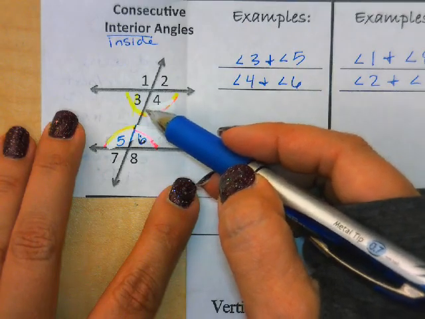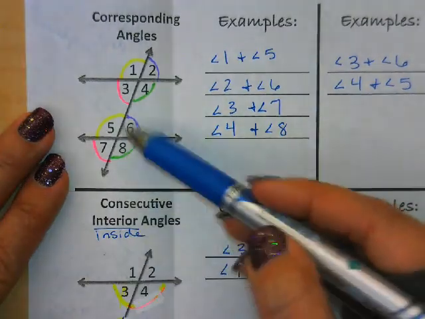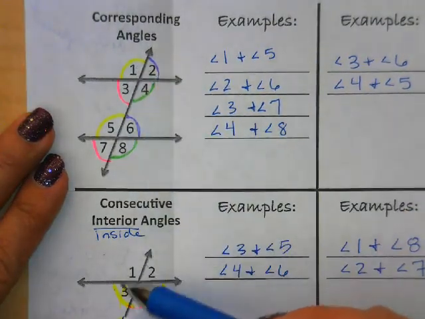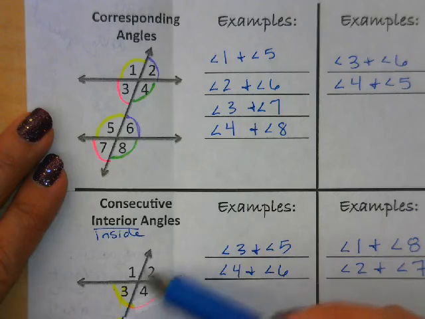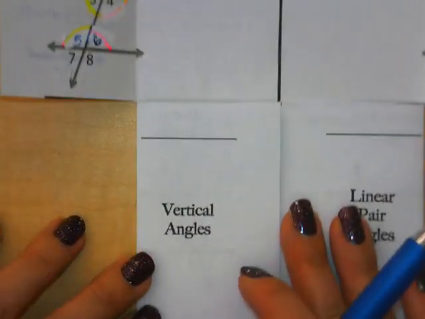Okay. If we come up to this top one, corresponding, you can see that 1 and 5 are the same. Well, so 5 is the same as 1. This makes a straight line, which is 180 degrees. So we'll look some more at that.